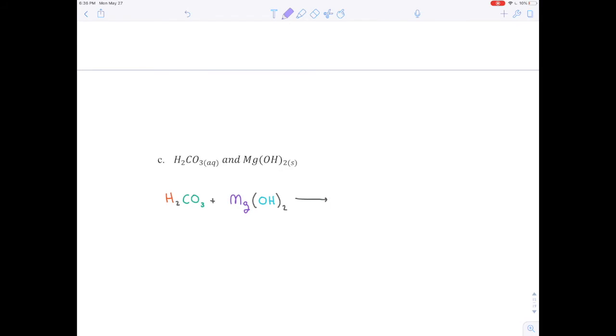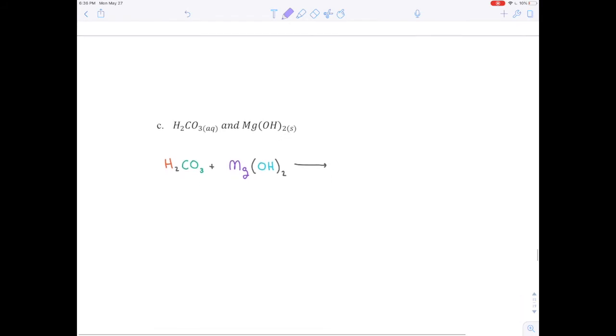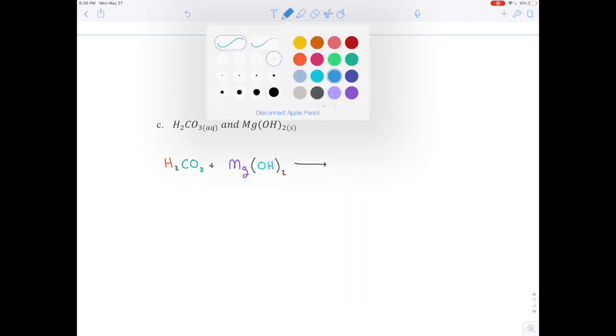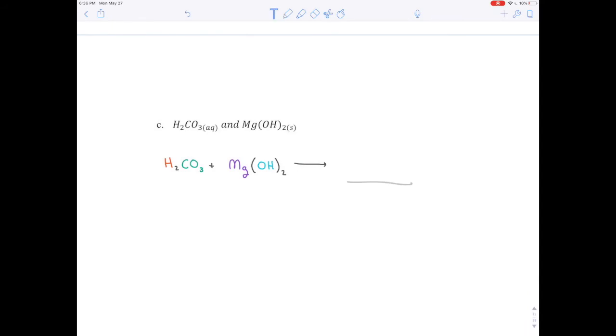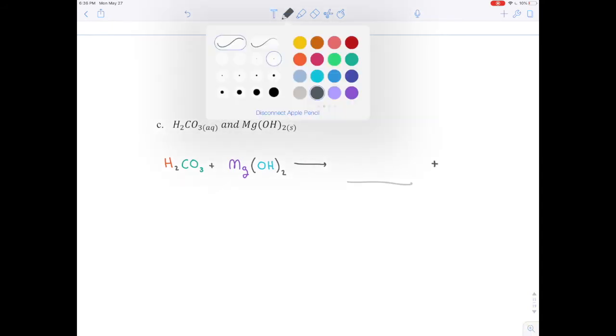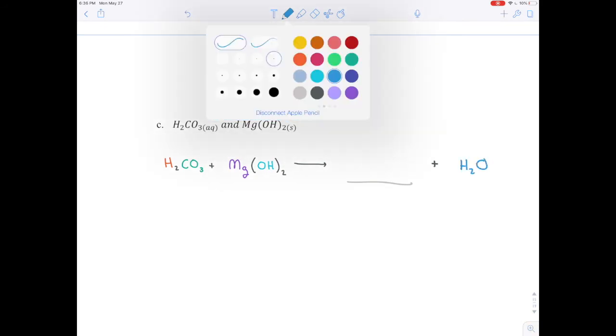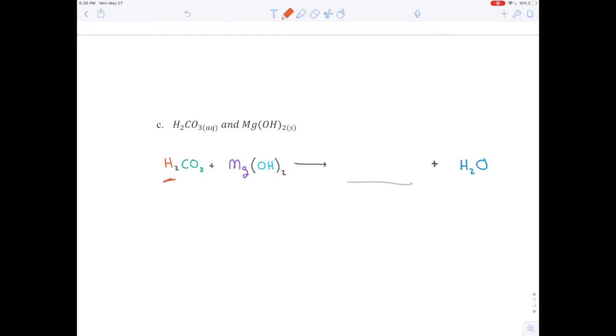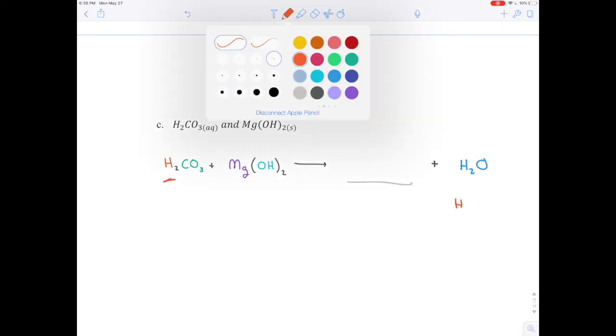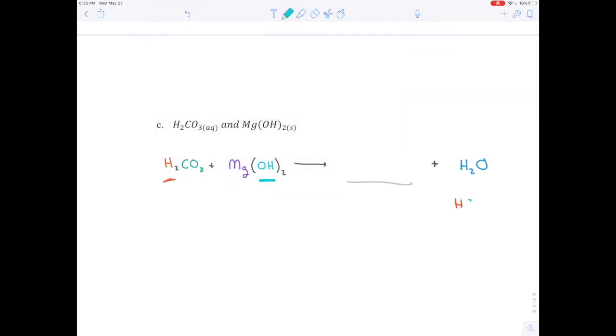So let's try to do C. Same procedure. They give us the acid and the base, and we know that it's going to give us a salt and water. And if you just wanted to see that a little more clearly, you could see that the H combines with the OH to give you HOH, which is really just H2O.